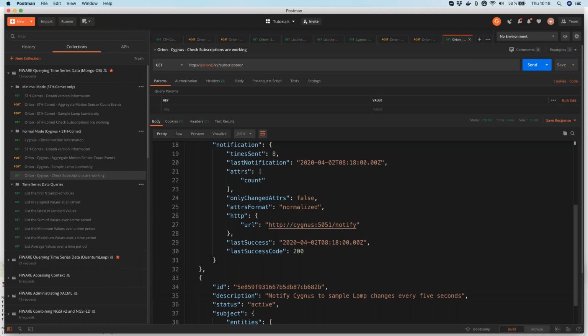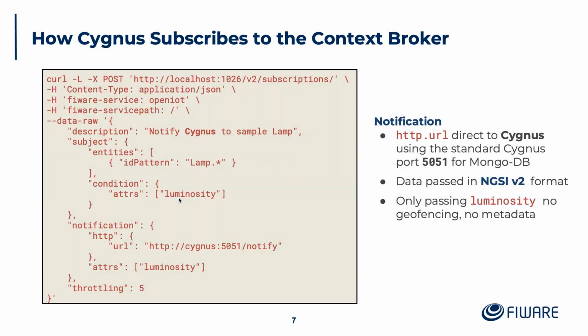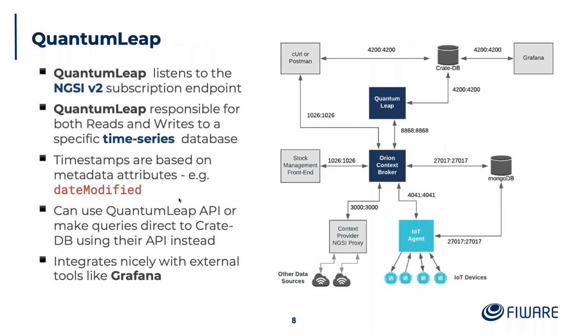So, still not dealing with the actual graph stuff. There's another alternative for how we get the information out of these things. This is how Cygnus does it. It's 5051. Once again, it's just passing an attribute, and it's v2 rather than v1. So the other alternative for pushing data into a system is called Quantum Leap.